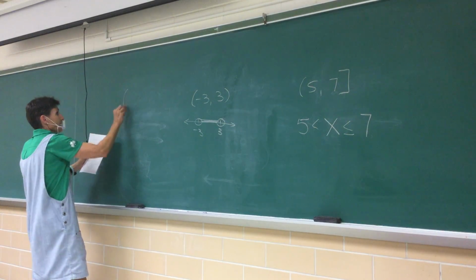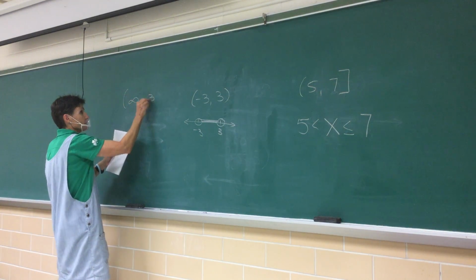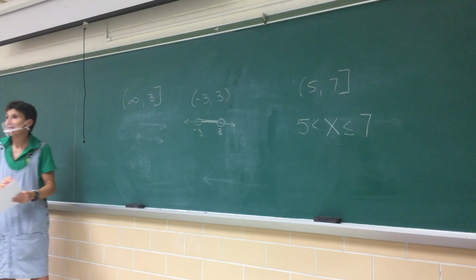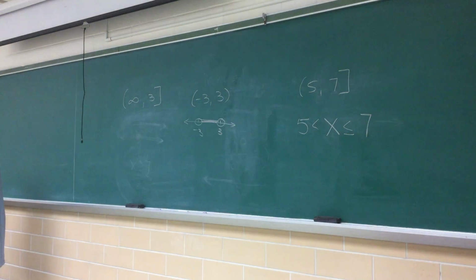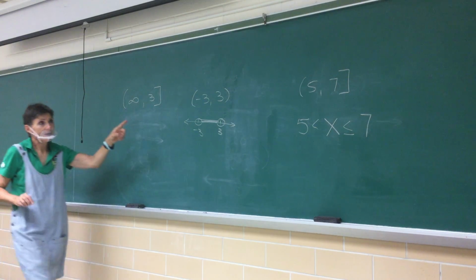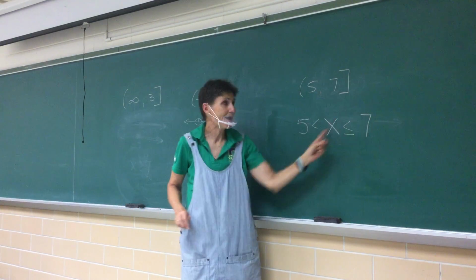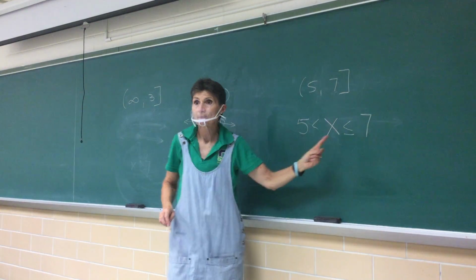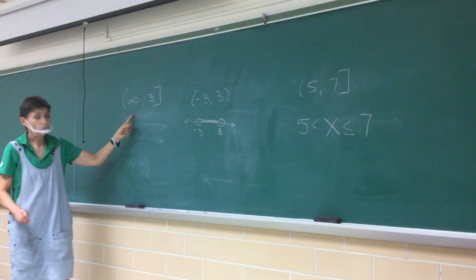Okay, so now we have this one, and we're going to write it as an interval. Or excuse me, as an inequality. It is an interval. Writing is an inequality. Now, we don't have two numbers, so it's not going to look like this. What's this one going to look like?